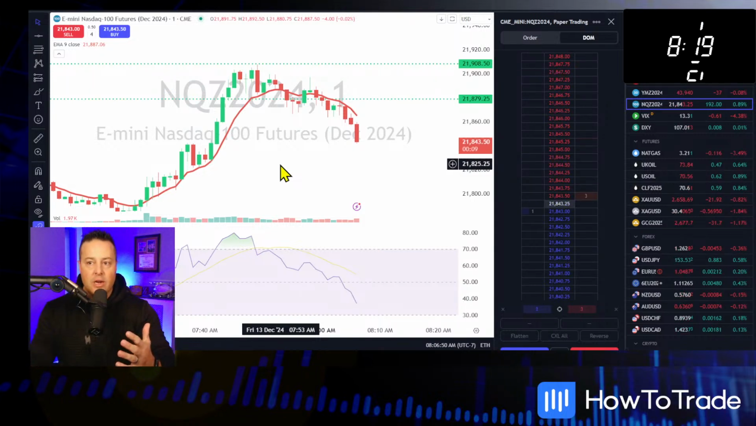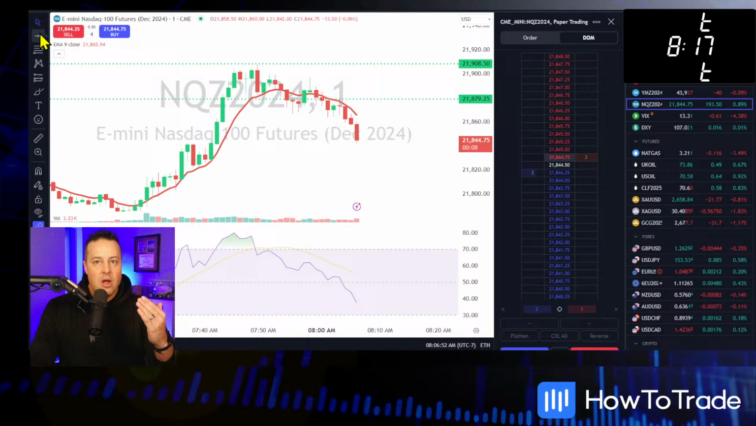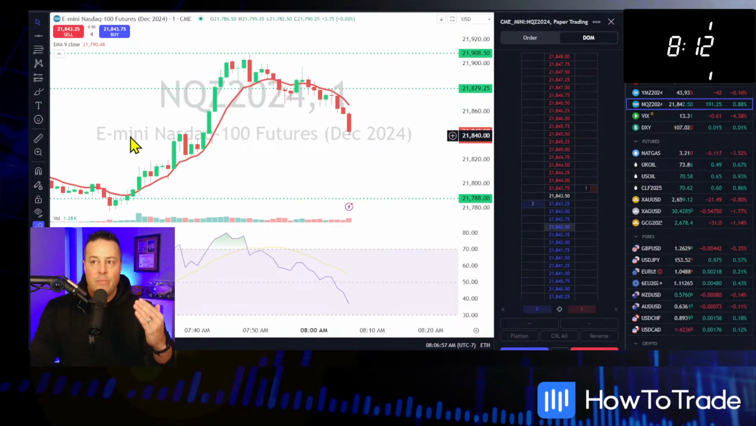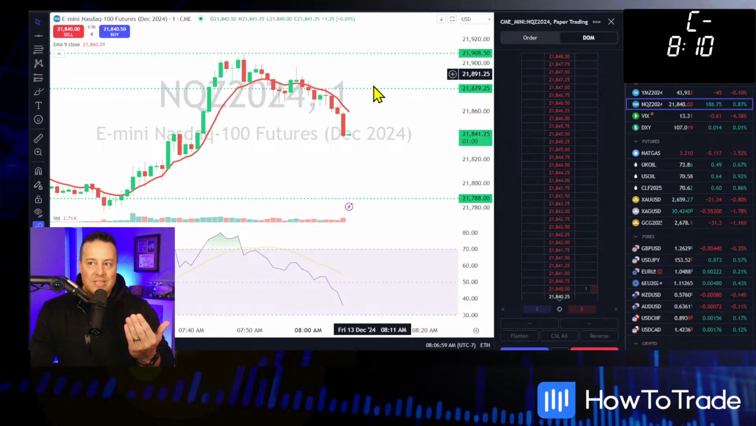Where would my profit target be? I like market structure. A lot of you are smart money concept traders. I'll be going right down to the beginning of the run. That would be it. Now take a look at your risk versus reward there. What is that, a 1 to 2, 1 to 3, 1 to 4 banger? That's a pretty good trade.